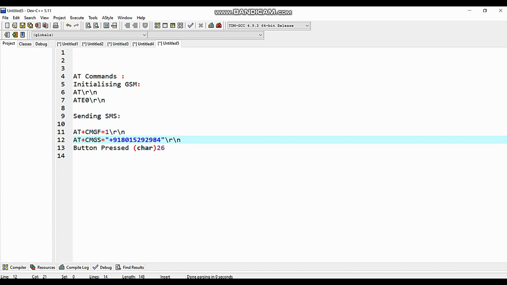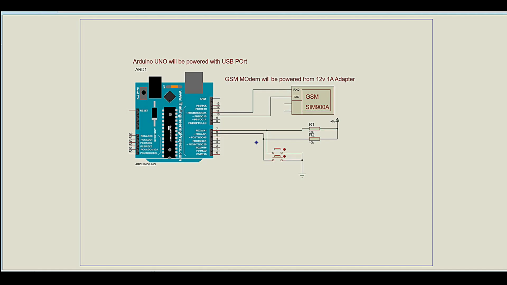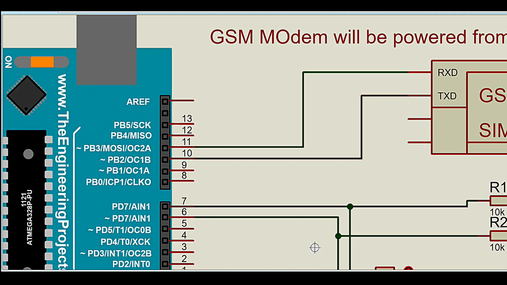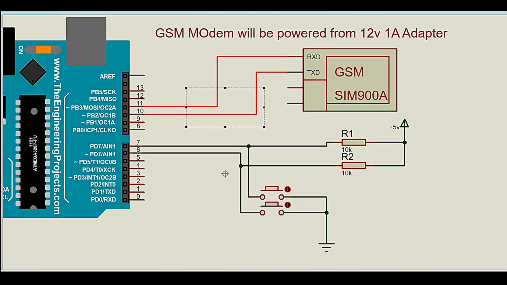Let us discuss the system that we are going to build by describing the schematic. You can see this is the schematic that we are going to build. This is the same schematic that we built for testing the call in the GSM SIM900A module. I am connecting the TX pin of the GSM module to digital pin 10, and the RX pin of the GSM module to digital pin 11, and I will be configuring these two pins as software serial pins in the Arduino UNO program. And I am going to use the same two push buttons which are connected to digital pins 6 and 7.